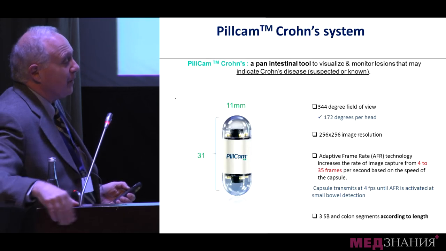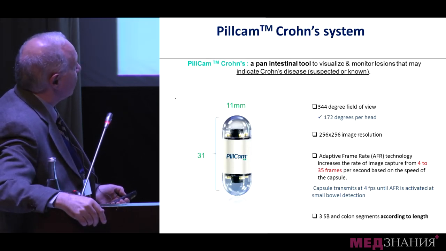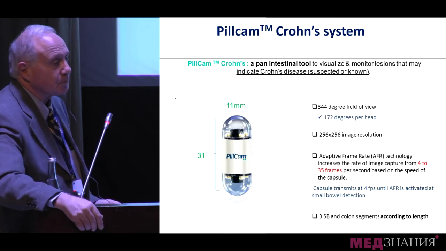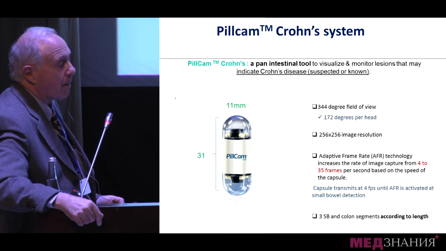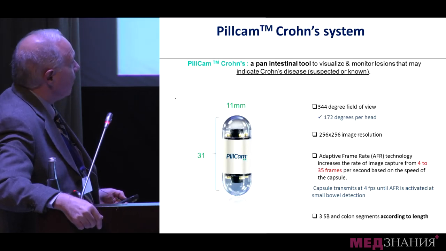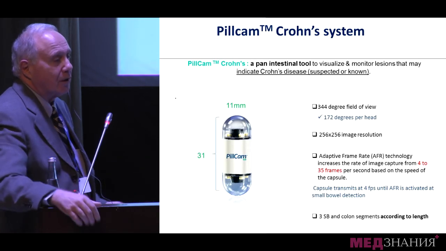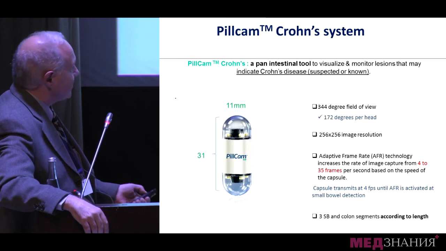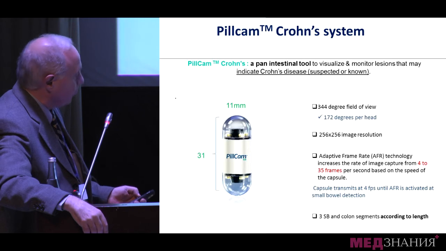It's very similar to the PILCAM colon 2, with the angle of view of 172 degrees, with an adaptive rate technology of 4 to 35 frames. But it starts working from the mouth to the anus, like the original capsule was called, M to A, mouth to anus. And it divides the small bowel and the colon into segments according to length and not according to time.